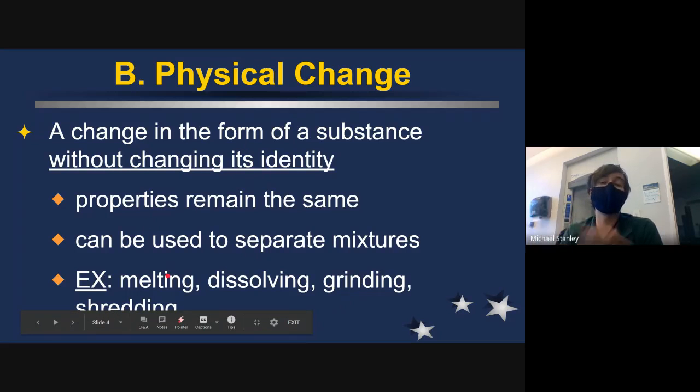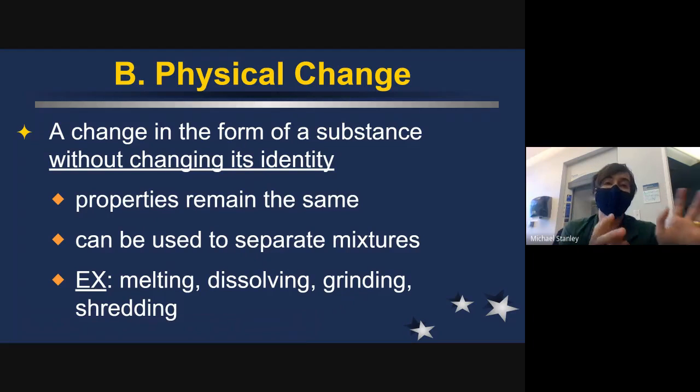Melting, or going through any phase change really, is another good example of a physical change. So when we take our ice and we let it sit out on the counter and it melts into water, because remember, melting is when we go from a solid to a liquid, like we talked about on Tuesday.